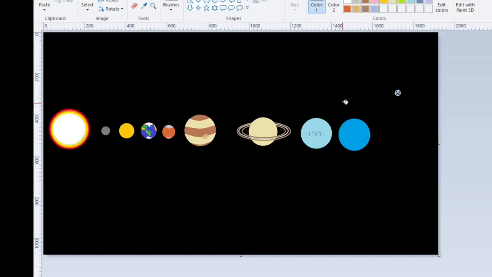Also, if you wanted the picture of the solar system, then here it is. Of course, it's not to scale, but I mean, it still is cool.